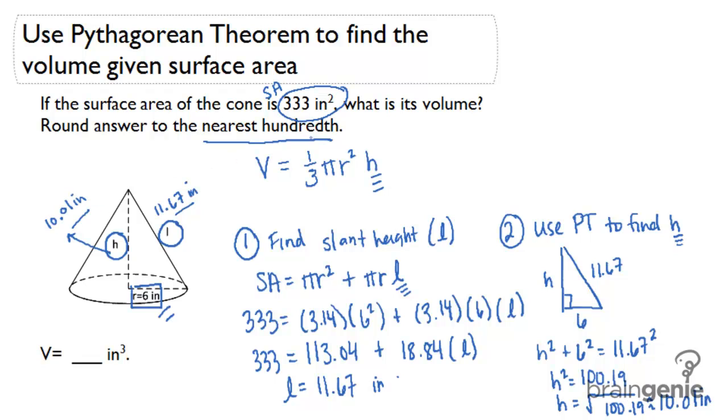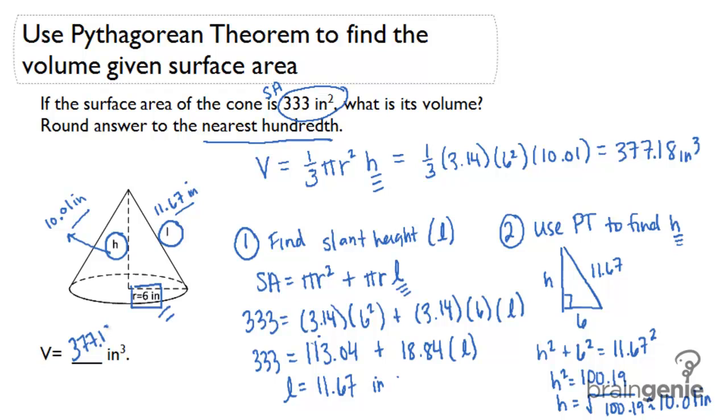Now let's take that information and put it into the volume formula. Volume equals 1/3 times 3.14 times 6 squared times height, 10.01. If I multiply that out and I do 1/3 times 3.14 times 36 times 10.01, I get 377.18 inches cubed. And again, the volume of this cone ends up being 377.18 inches cubed.